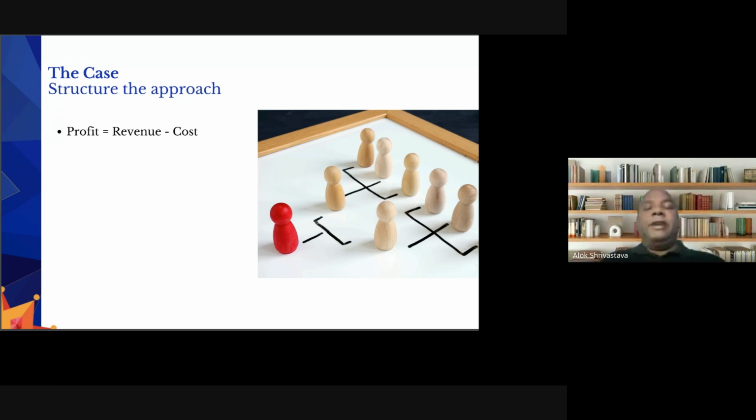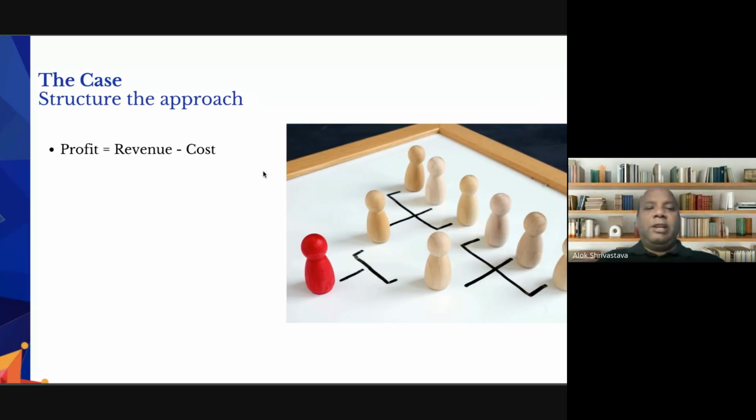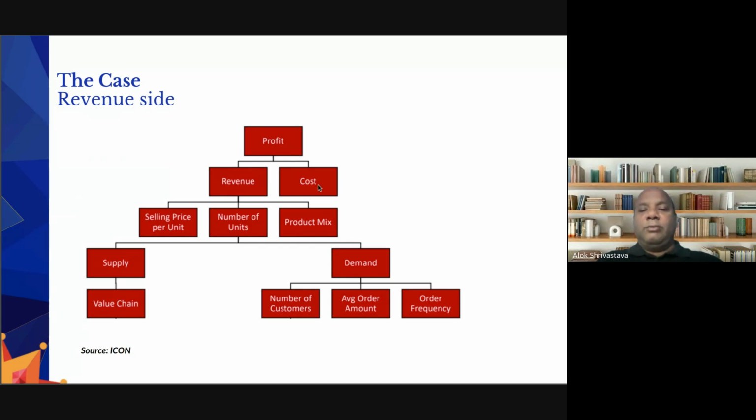So let's see everything in a framework, whatever we discussed. So profit is revenue minus cost. Revenue is selling price per unit into number of units, across the number of products. Let's say there are 5 products. So selling price per unit into number of units of product 1, then similarly for product 2, then similarly for product 3, and that's how you define the revenue. Right now we are looking at the revenue side of the framework.